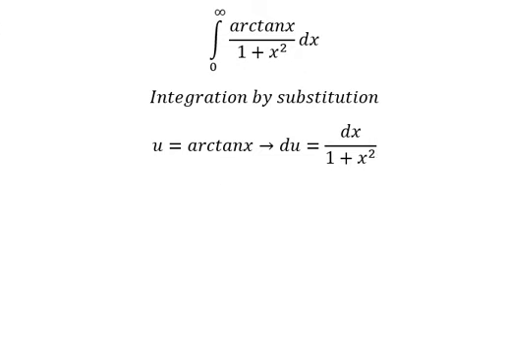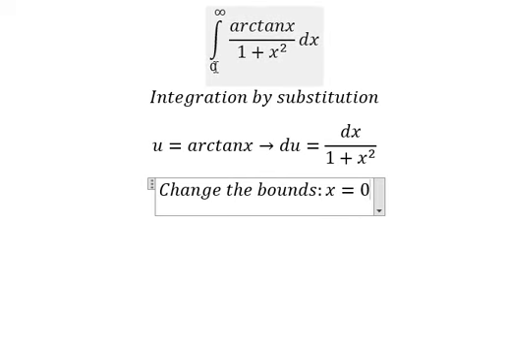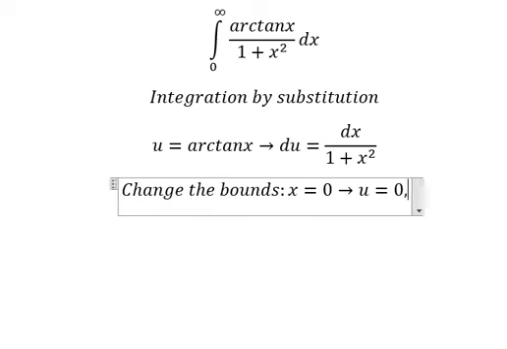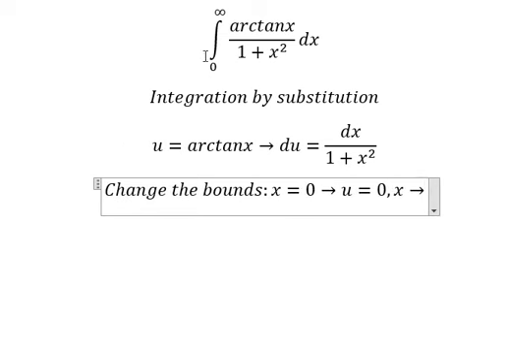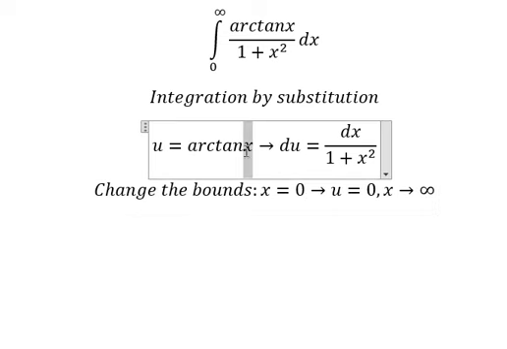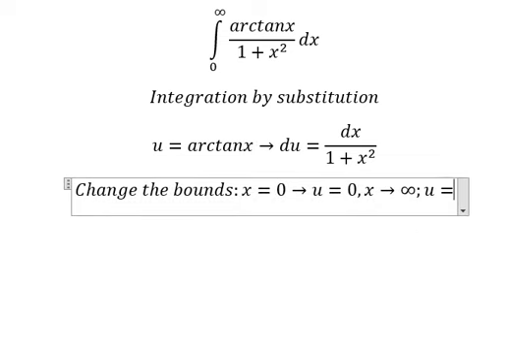Next, we need to change the bounds. When s equals 0, so I will put 0 in here, and we get u equals 0. When s approaches positive infinity, we put this one in here, and we get u equals b over 2.